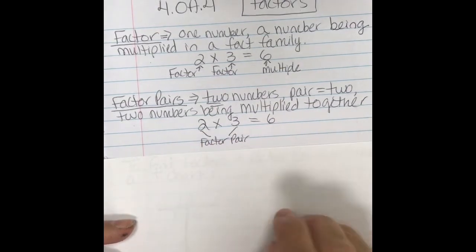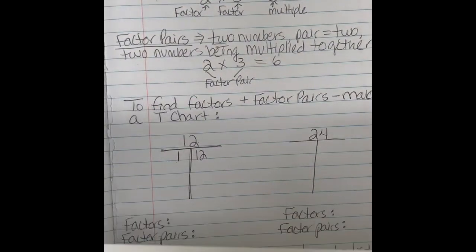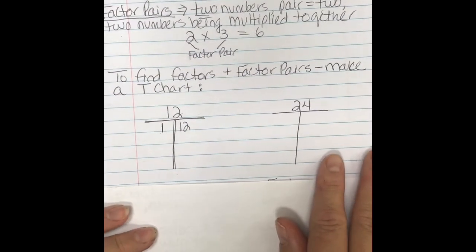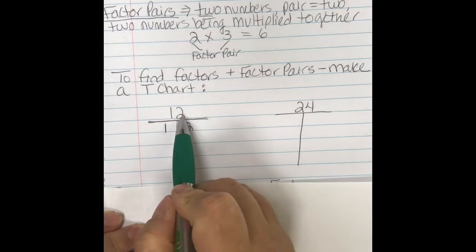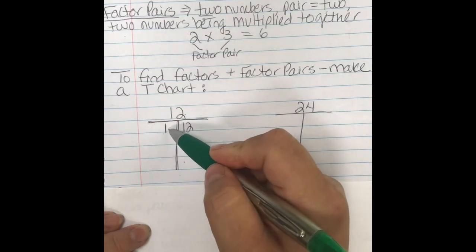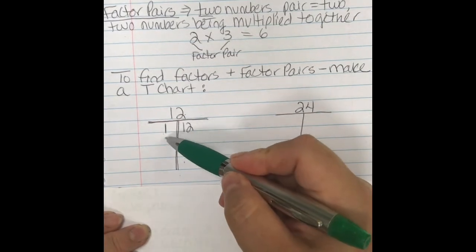Okay, so in order to find factors, what we're going to do is a strategy that I call making a T-chart. So really all you do is you draw like a capital T and you put the number on top. So I put the 12 on top. So I'm looking for the factors or the factor pairs of 12. So I start with the 12 on the top of the T, and then on this left side, I'm going to go in order. So like 1, 2, 3, 4, 5, all the way down in order.